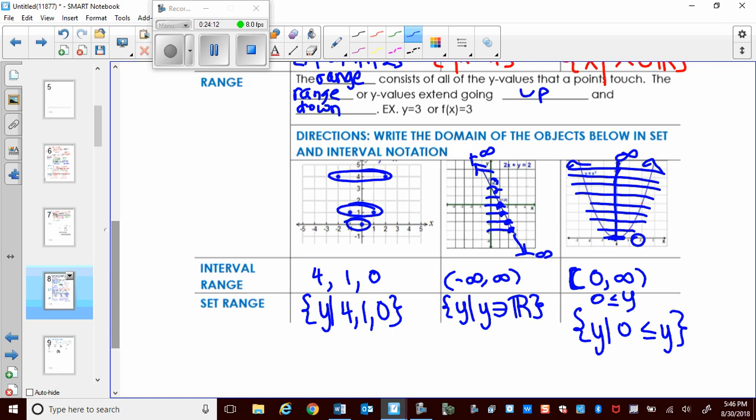Moving on, I want you to go ahead, write the domain and range using interval notation on the next page. You can get more practice if you'd like, and just check in with me before you leave. Complete the classwork, and your homework is in your homework packet tonight.